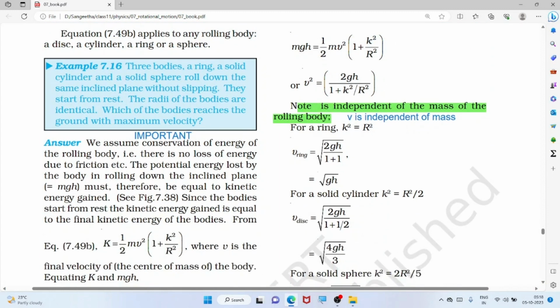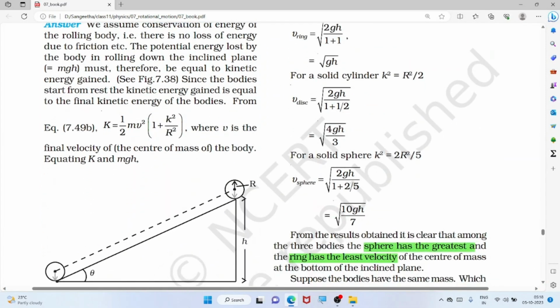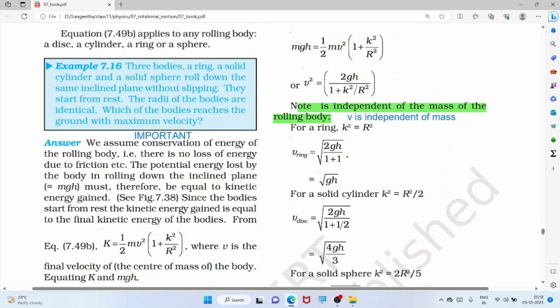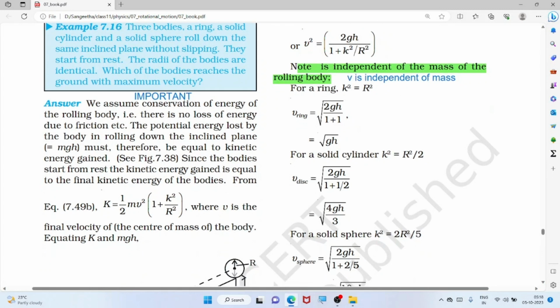See, this example is very important. It says the velocity is independent of the mass of the rolling body. For this problem, we have three bodies: a ring, a solid cylinder and a solid sphere, rolling down an inclined plane without slipping. What is the velocity of each body? They are independent of the mass of the body. V is independent of the mass.